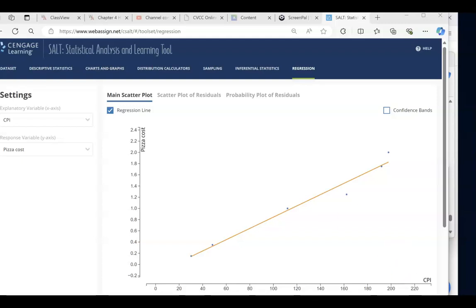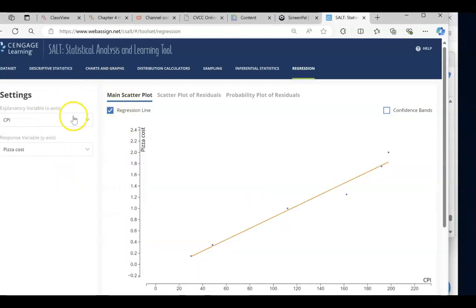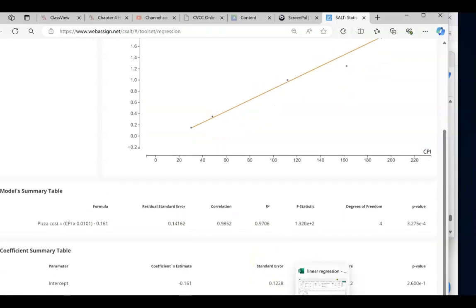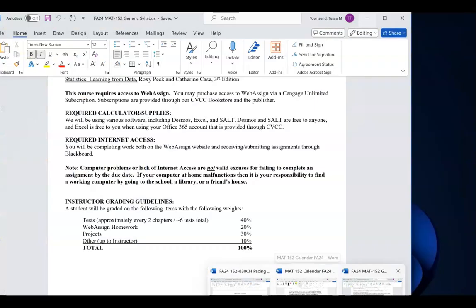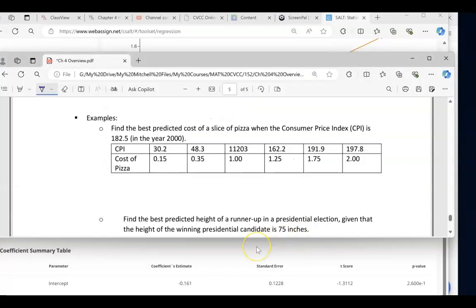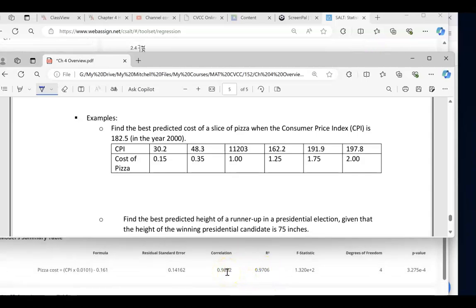So I've taken that data set, I have plugged it into Excel, saved it, and uploaded it. So I've got my X and Y. I'm asking, does the CPI predict the pizza cost? So here's my data points. You can see this is going to fit reasonably well with a linear function. So there is my formula that's associated with this. So I'm going to write this down. And notice my correlation coefficient. So my correlation here is 0.9852. That's really good. This is a really strong correlation.